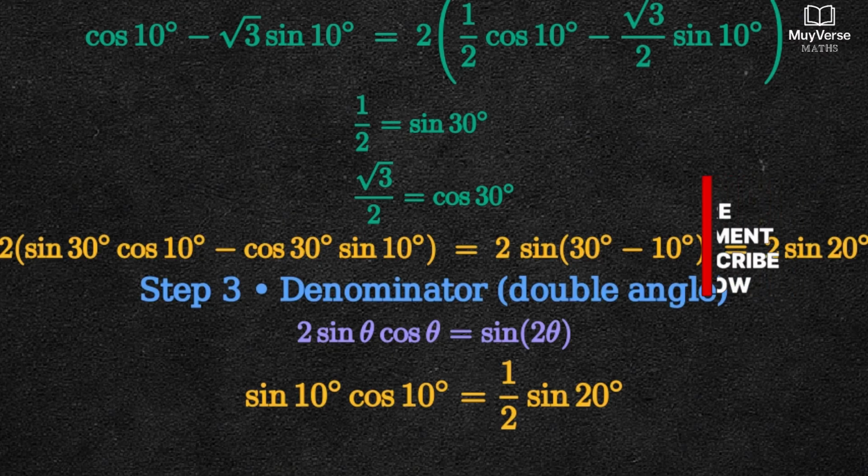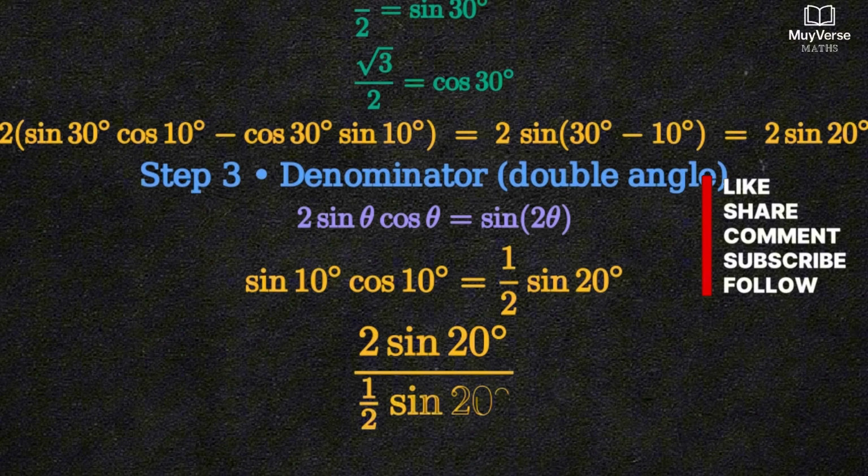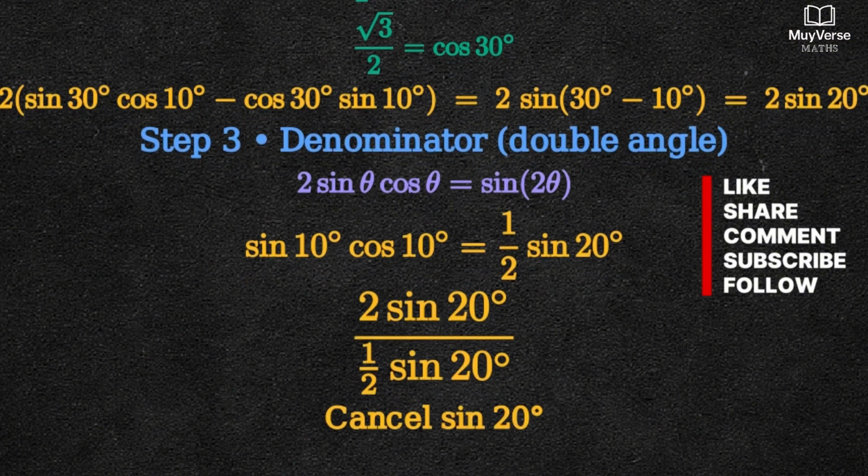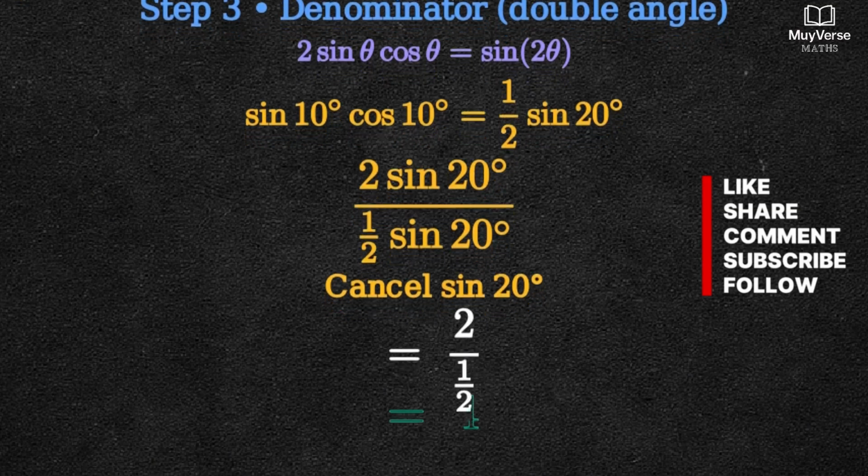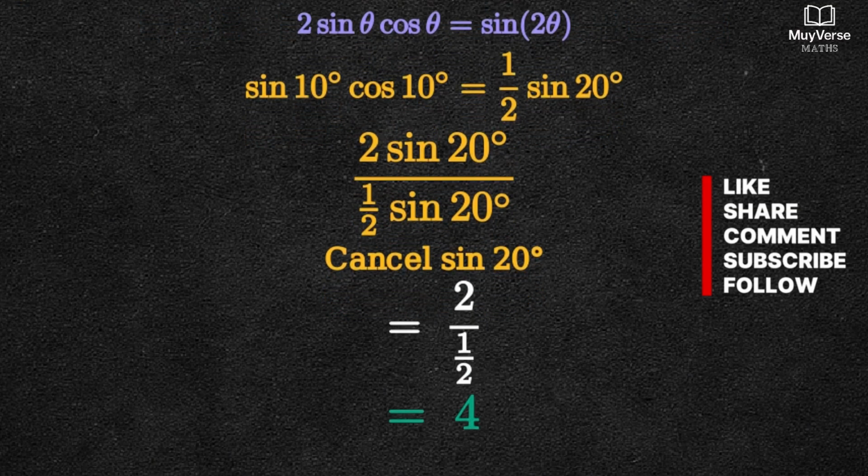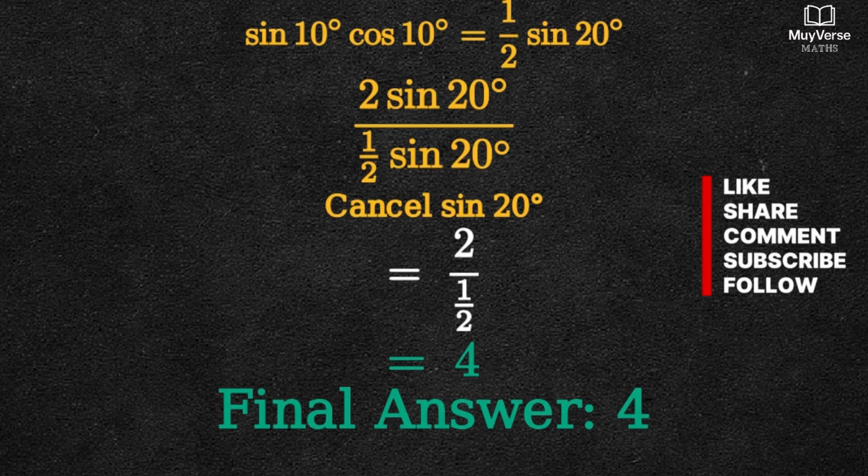Now, assemble the fraction. We have 2 times sine 20 divided by 1/2 times sine 20. Sine 20 cancels top and bottom. 2 divided by 1/2 equals 4. So the value is 4.